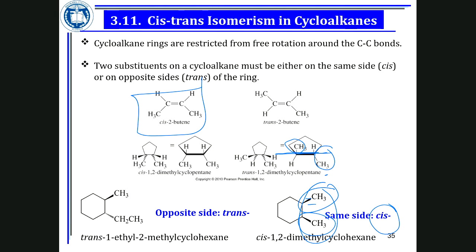And this is going to be trans because you have the dashes and wedges, with the dash meaning that it is going away from your view, and this is coming toward you. So one is up, one is down, or you could say one is higher than the level of your cyclohexane plane, and one is below. One is coming up, one is going down. Because they are on opposite sides of the plane of cyclohexane, it is going to be trans.